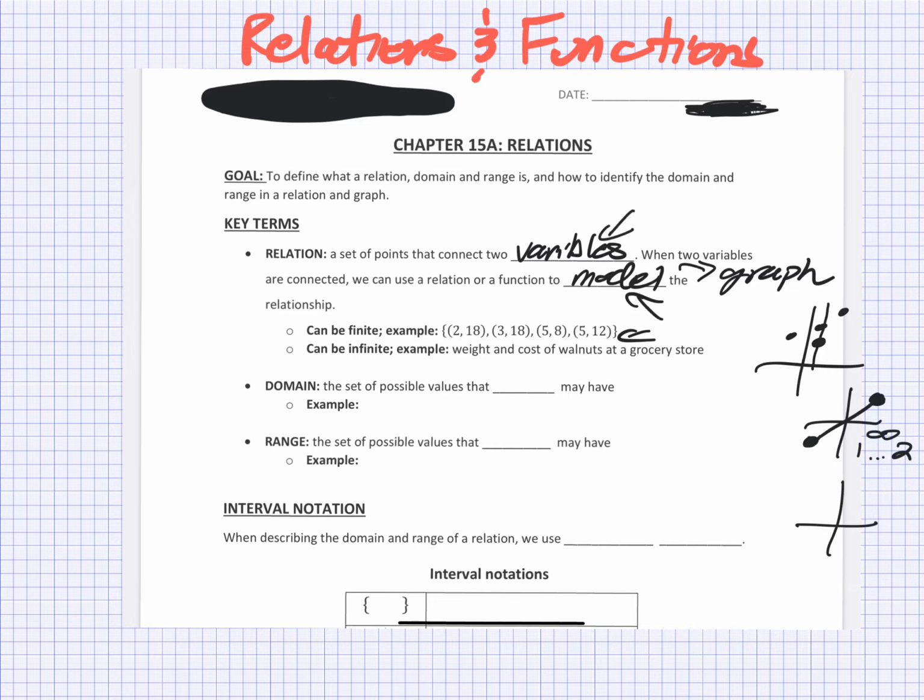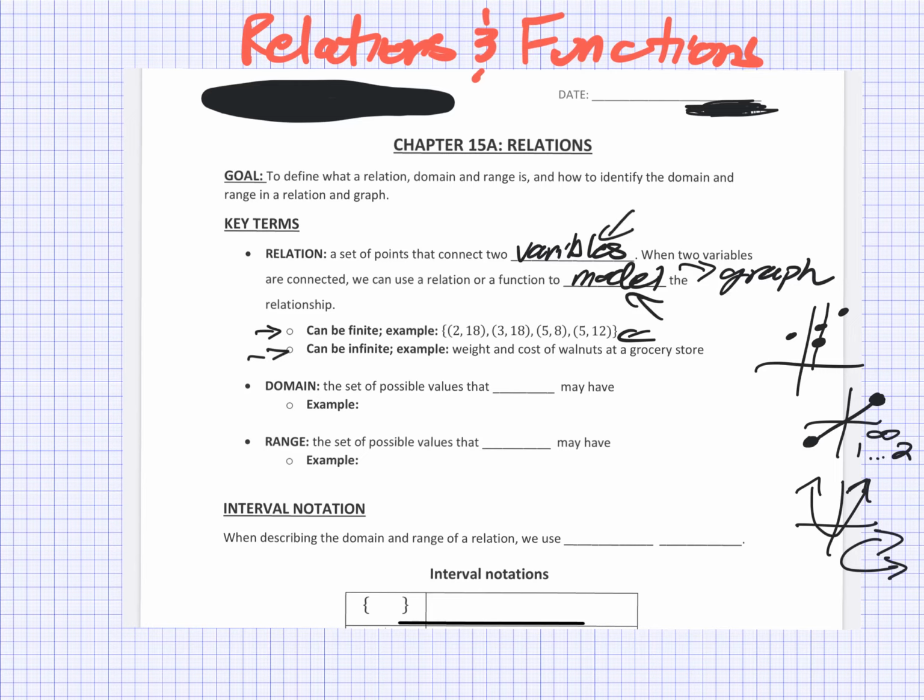An infinite relation or function would be maybe a quadratic that goes on forever, with those arrows representing that it's going to continue forever, or a root function, which would be a relation because it doesn't pass a vertical line test, but it technically goes to the right forever, so this would be considered an infinite function also. Okay, so that's what they're trying to get at when they talk about these two things.